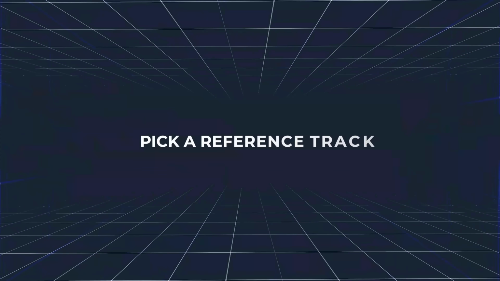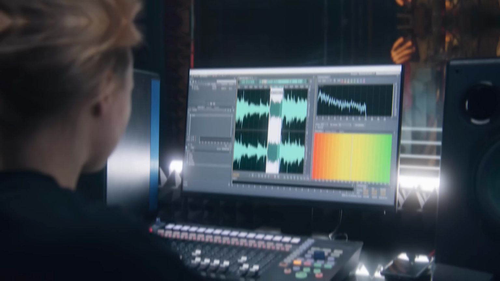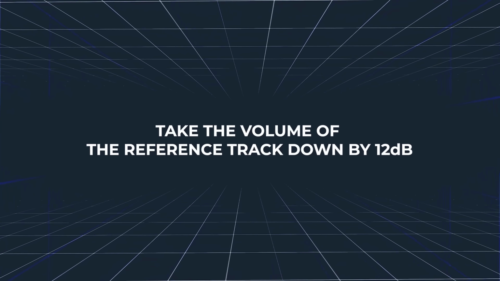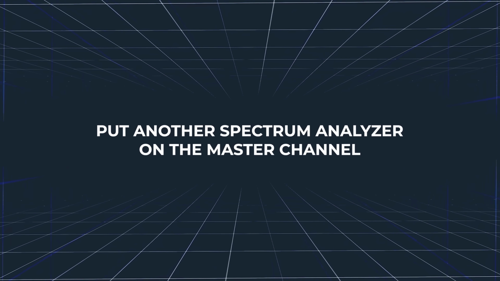So let's quickly recap those steps we've just been through. 1. Pick a reference track, bring it into Ableton or whichever DAW you're using, sync it up to your project so you can reference it. Then take the volume of the reference track down by 12 decibels and stick a spectrum analyzer on the output not going to your master channel. Then on the master channel, put another spectrum analyzer so you can compare your reference track frequency spread to your track. Then anchor your kick to -12 dB and leave it there.